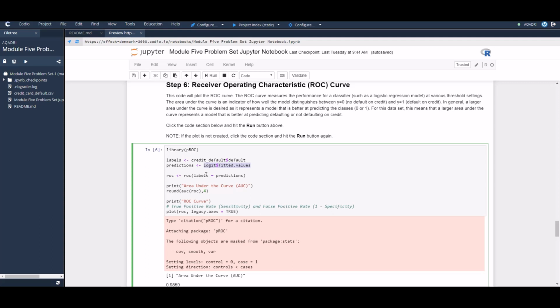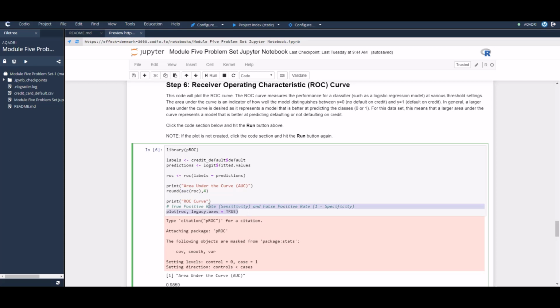We can enter the labels tilde predictions in the roc function and get our ROC. That's pretty much the curve itself. And then we can use the auc function, and the input will be the ROC here, and round the answer to 4 decimal places.